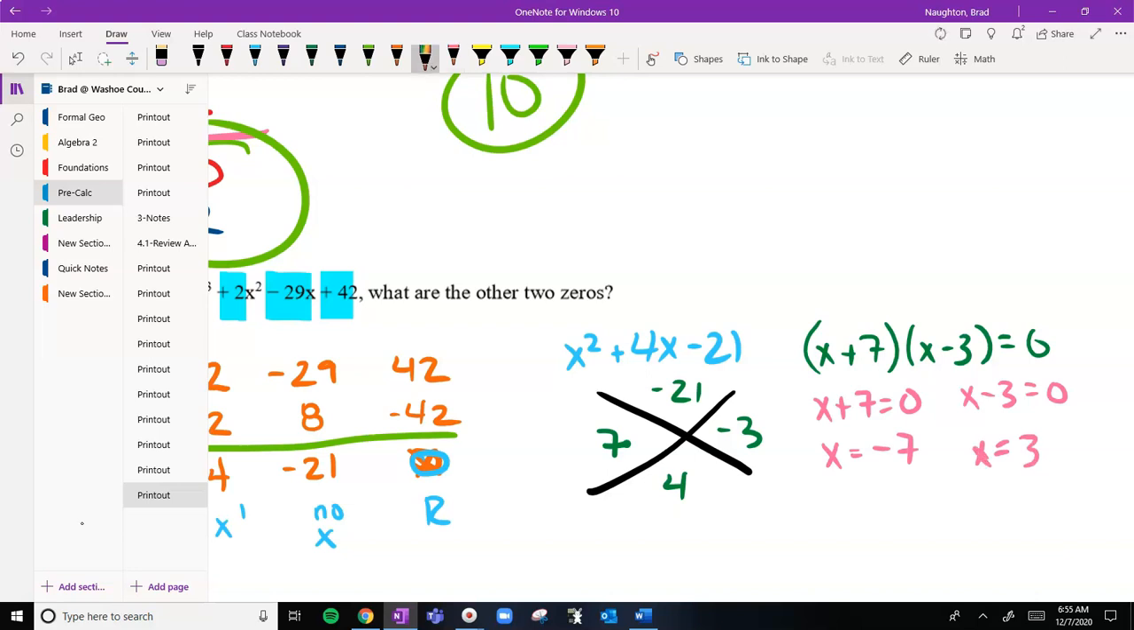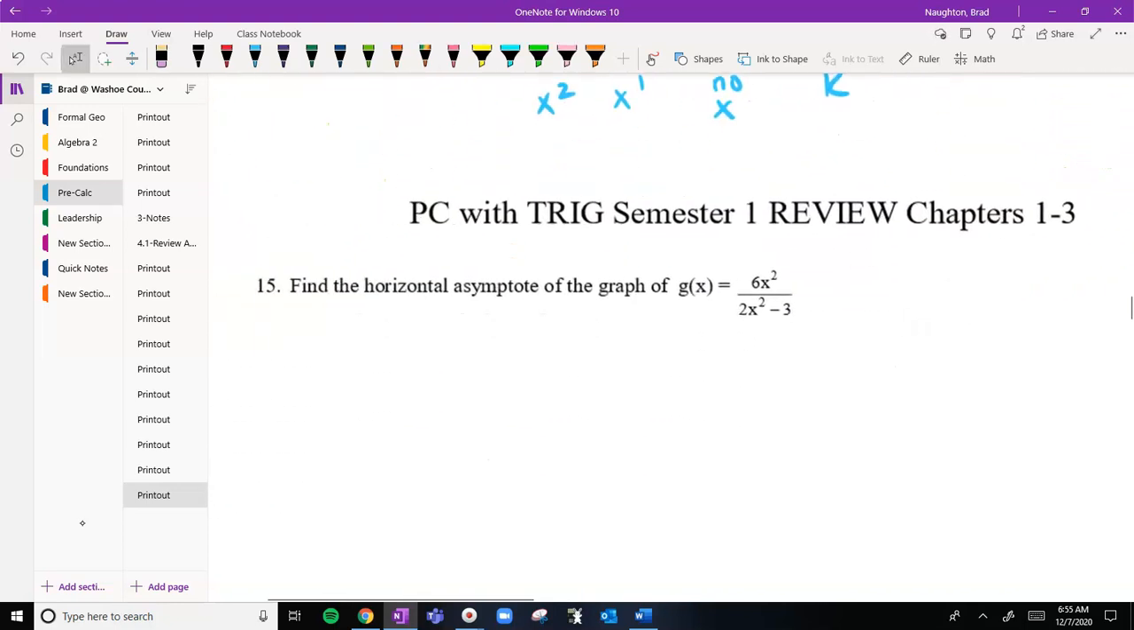So we found our other two zeros, because it says, what are the other two zeros? Now in total, it's 3 with the 2 that we had at the start. So making sure I got my answers right, it looks like I'm good. So let's move on to our next one.